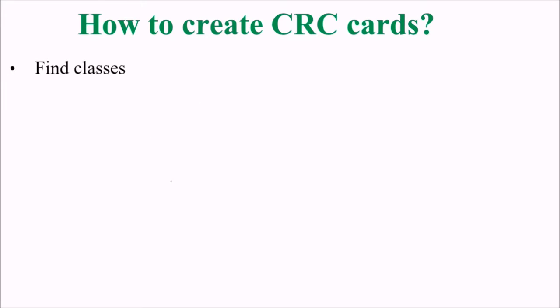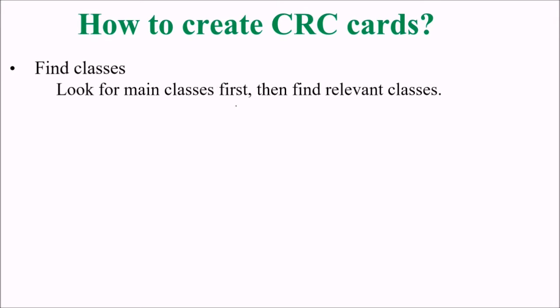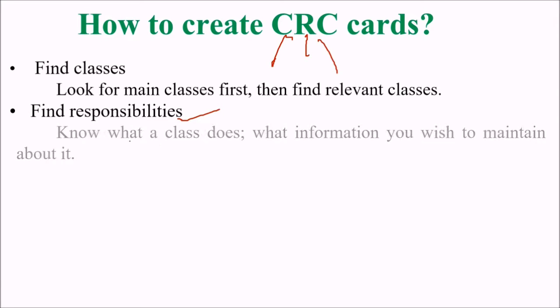How to create a CRC card? We find the class first. We look for main classes first, then find the relevant classes. Then we find the responsibility, because we have to find the class here, then responsibility, then collaboration. That is to know what a class does, what information you wish to maintain about it.